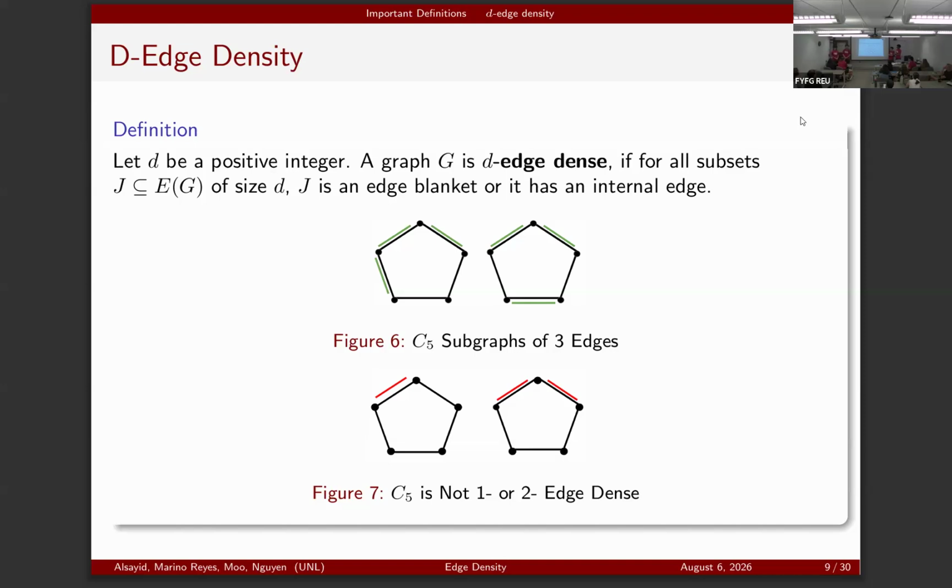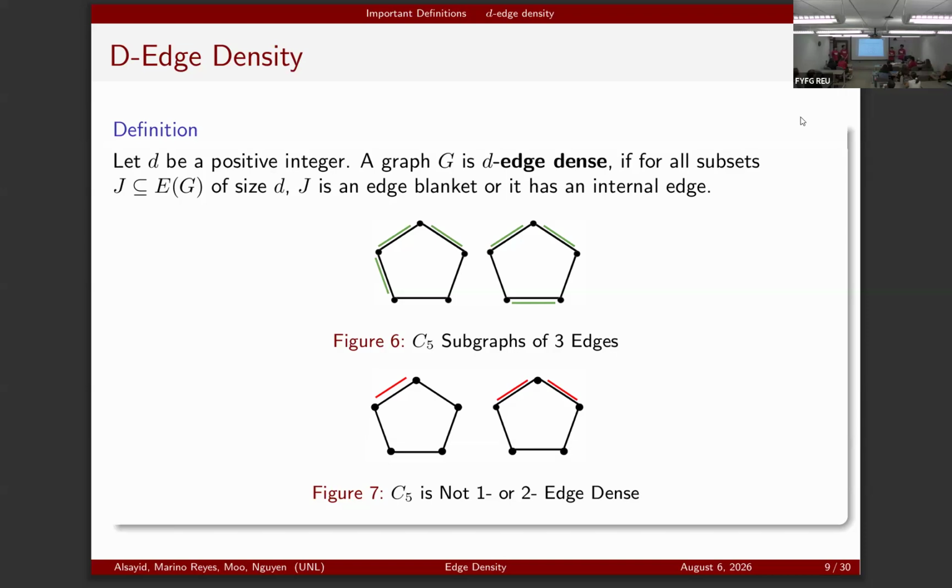It's an example of an internal edge because let's say if we remove this middle green edge, then the vertices in the green subgraph would still be touched by these other two green edges on the outside. However, in figure 7 down below, the red shows selections of only one or two edges. Since these two subgraphs are counterexamples that don't contain an edge blanket or internal edge, we can conclude that C5 is not one or two edge dense. Thus, its minimum edge density value will be 3.